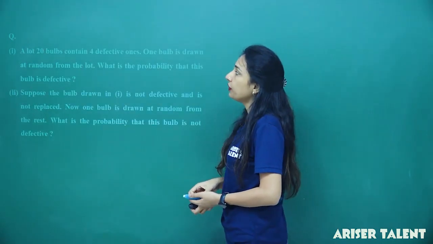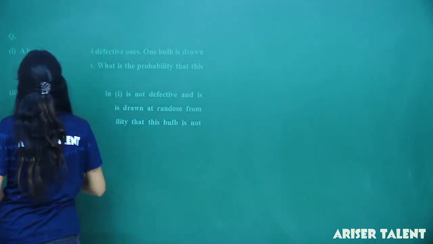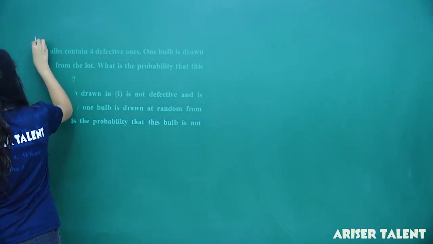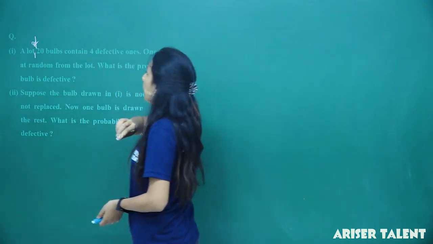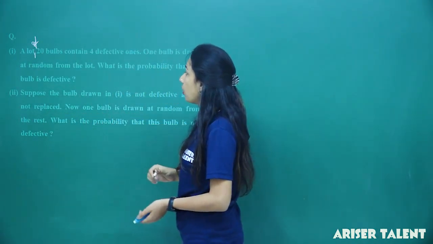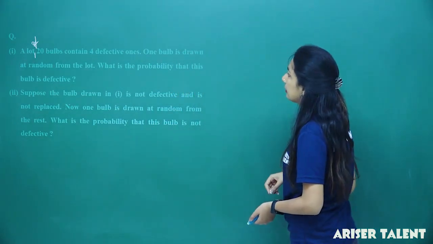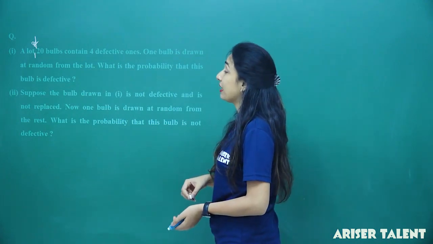A lot of 20 bulbs contain 4 defective ones. One bulb is drawn at random from the lot. What is the probability that this bulb is defective?